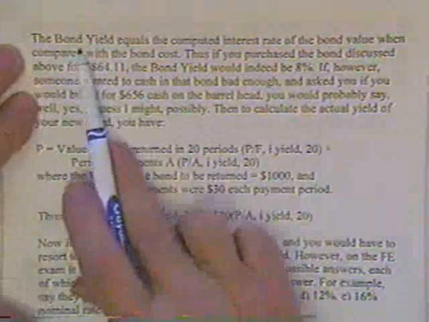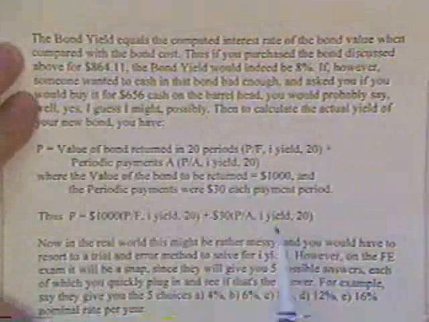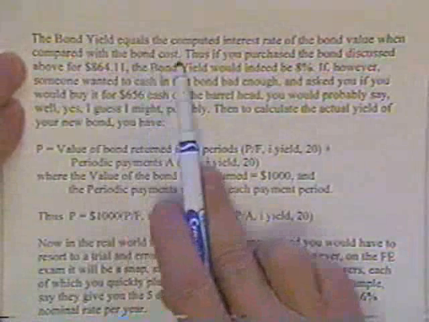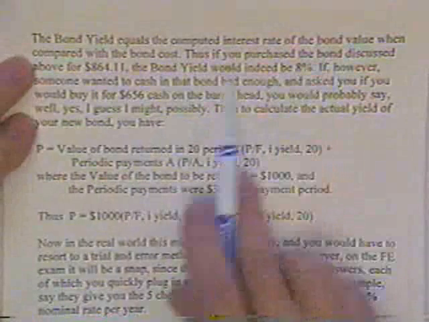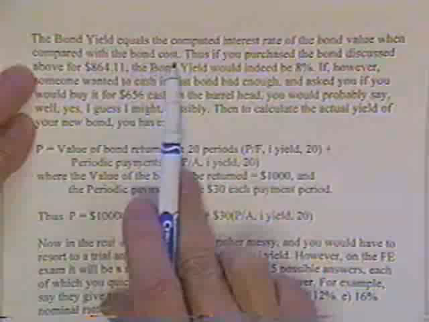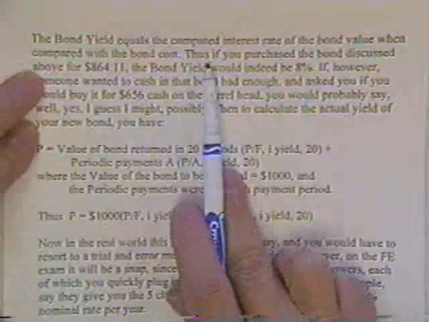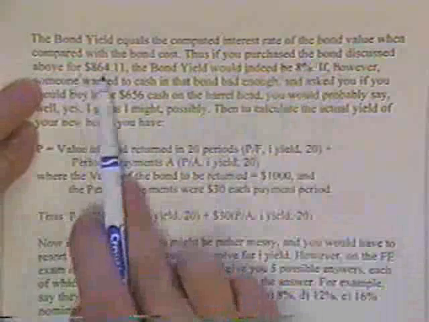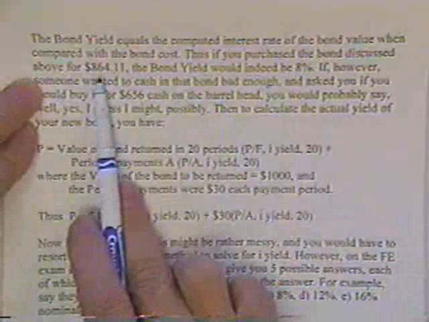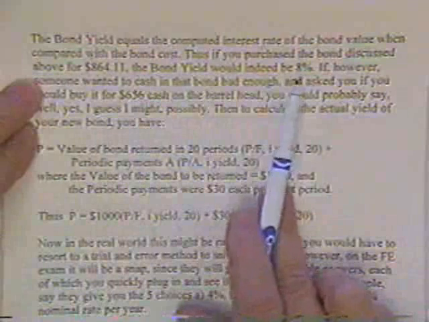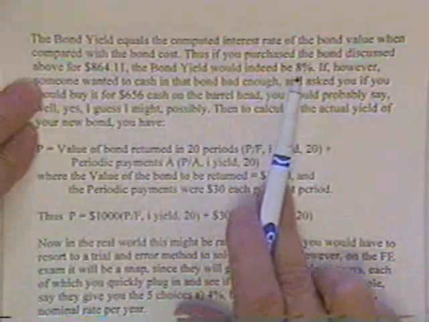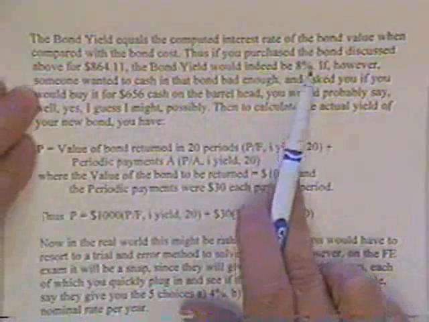Alright, now the yield of the bond. The yield of the bond is the computed interest rate of the value of the bond when compared with the bond's cost. So, if you did purchase this bond we just talked about for $864, then its yield would be 8%, because that's what we agreed that you wanted, so that's its yield.